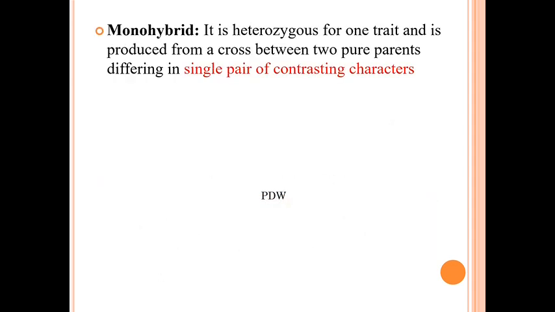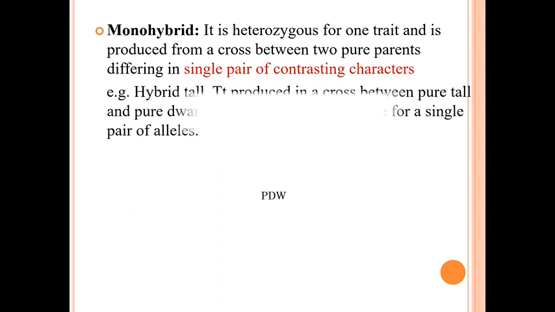Next is monohybrid. A monohybrid is a hybrid, or heterozygous individual, which is heterozygous for a single trait and is produced from a cross between two pure parents differing in a single pair of contrasting characters. For example, capital T small t is a hybrid tall plant. It is produced from a cross between pure tall, that is capital T, and pure dwarf, small t.